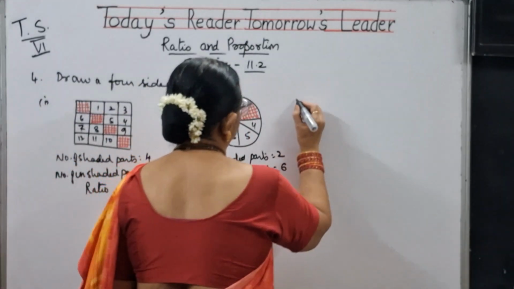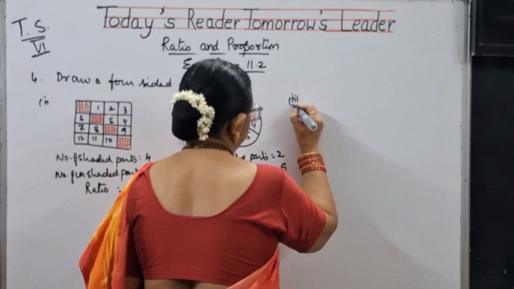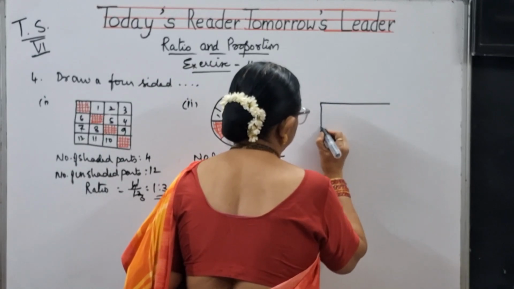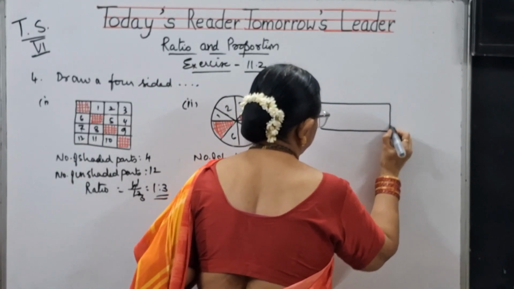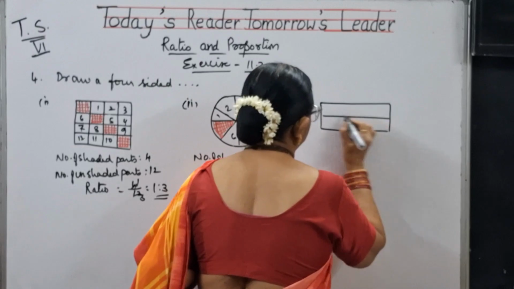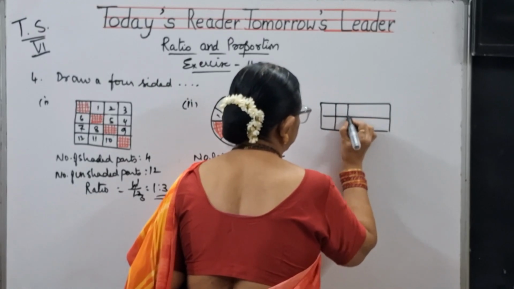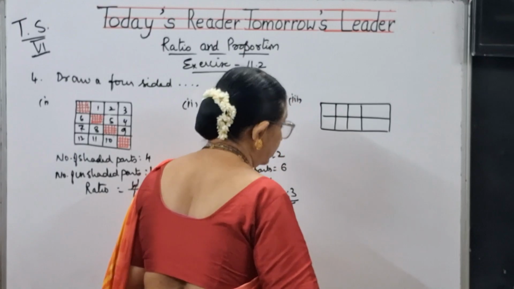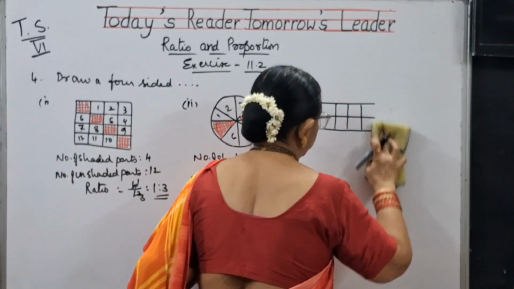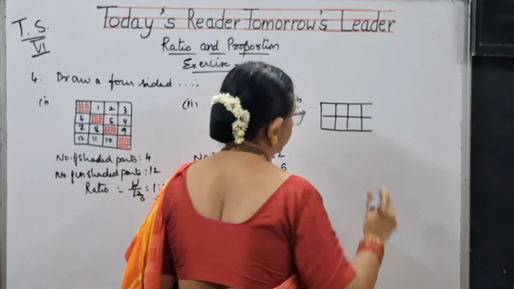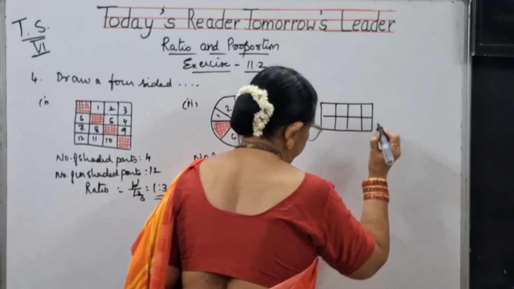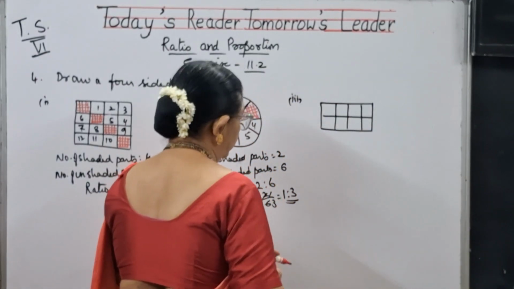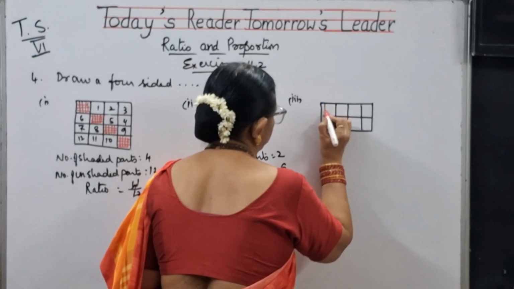Next, third one. See, I am taking a rectangle and I am dividing it like this. 1, 2, 3. Okay, only 3 are enough. So I'll reduce this size. 4. So in this, I am shading 2.